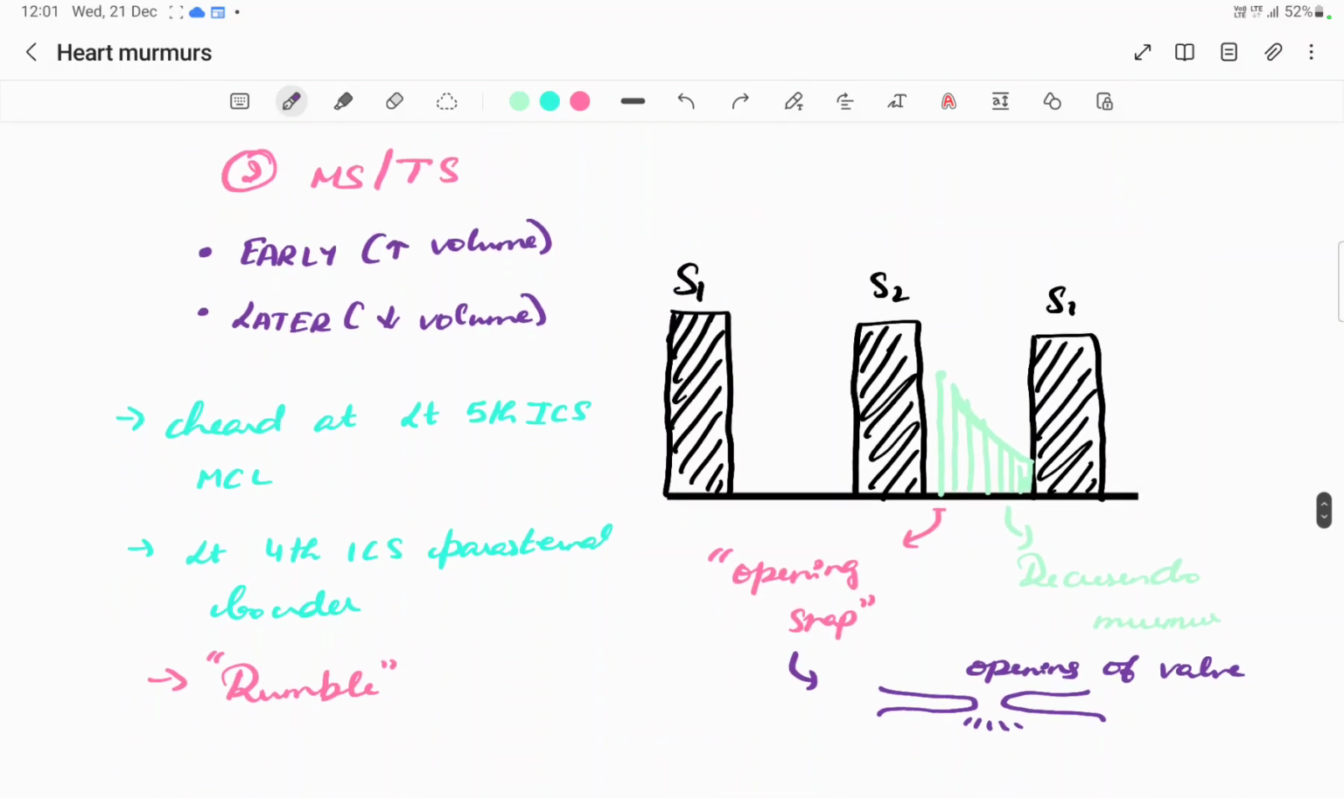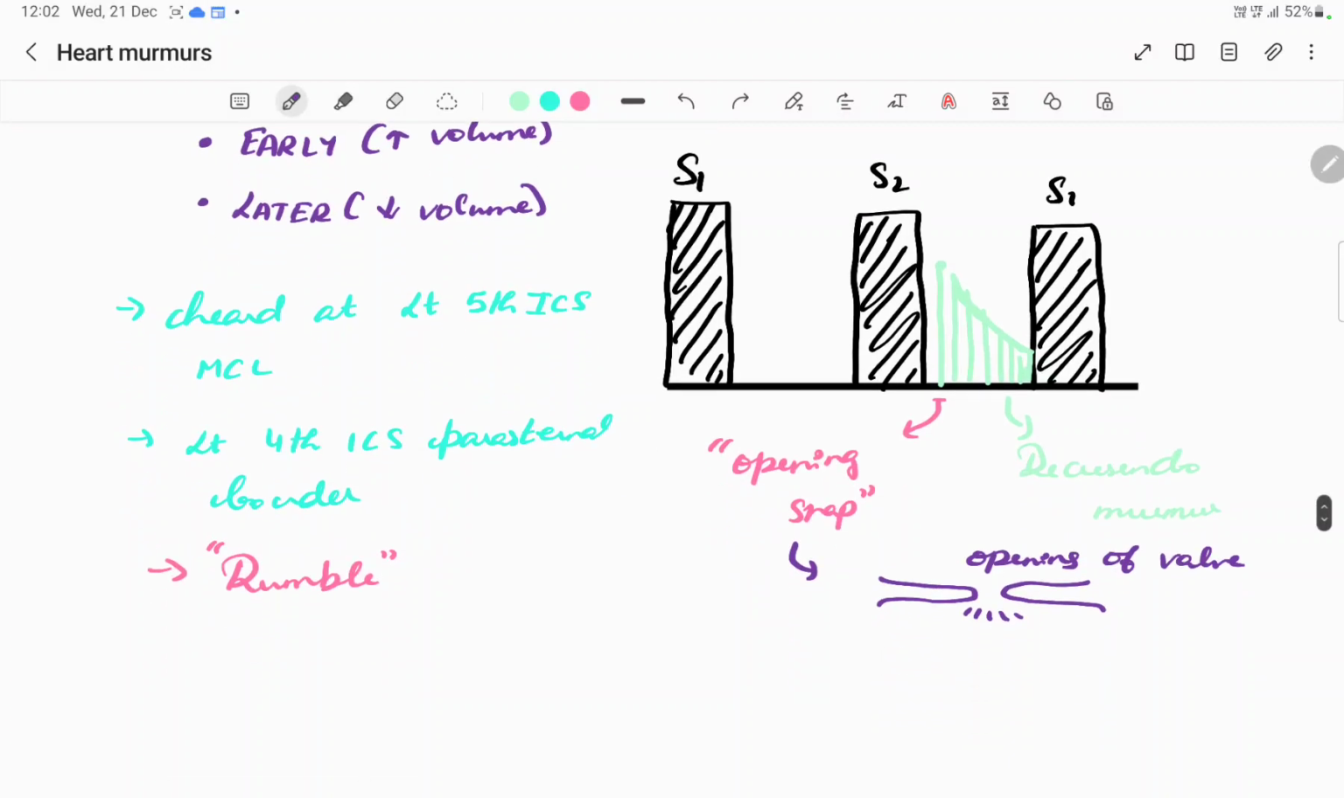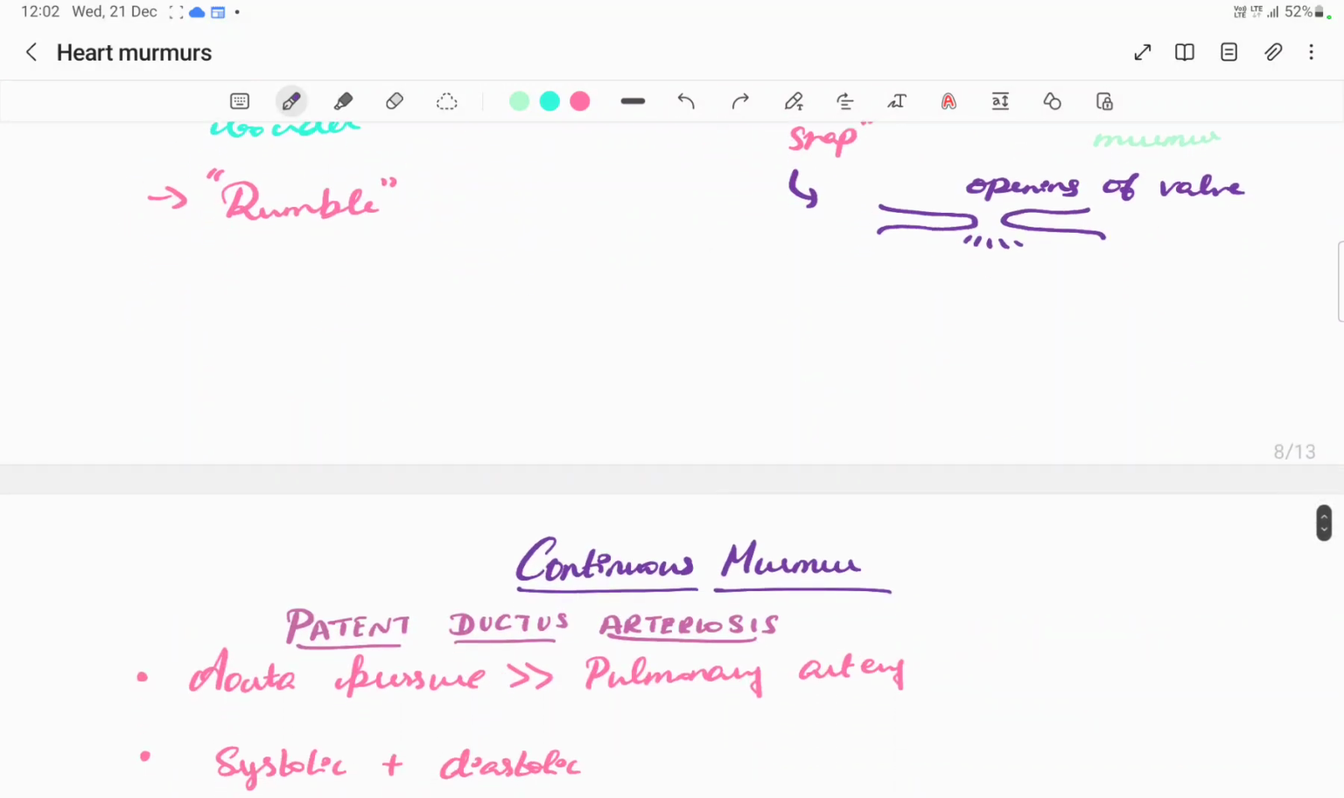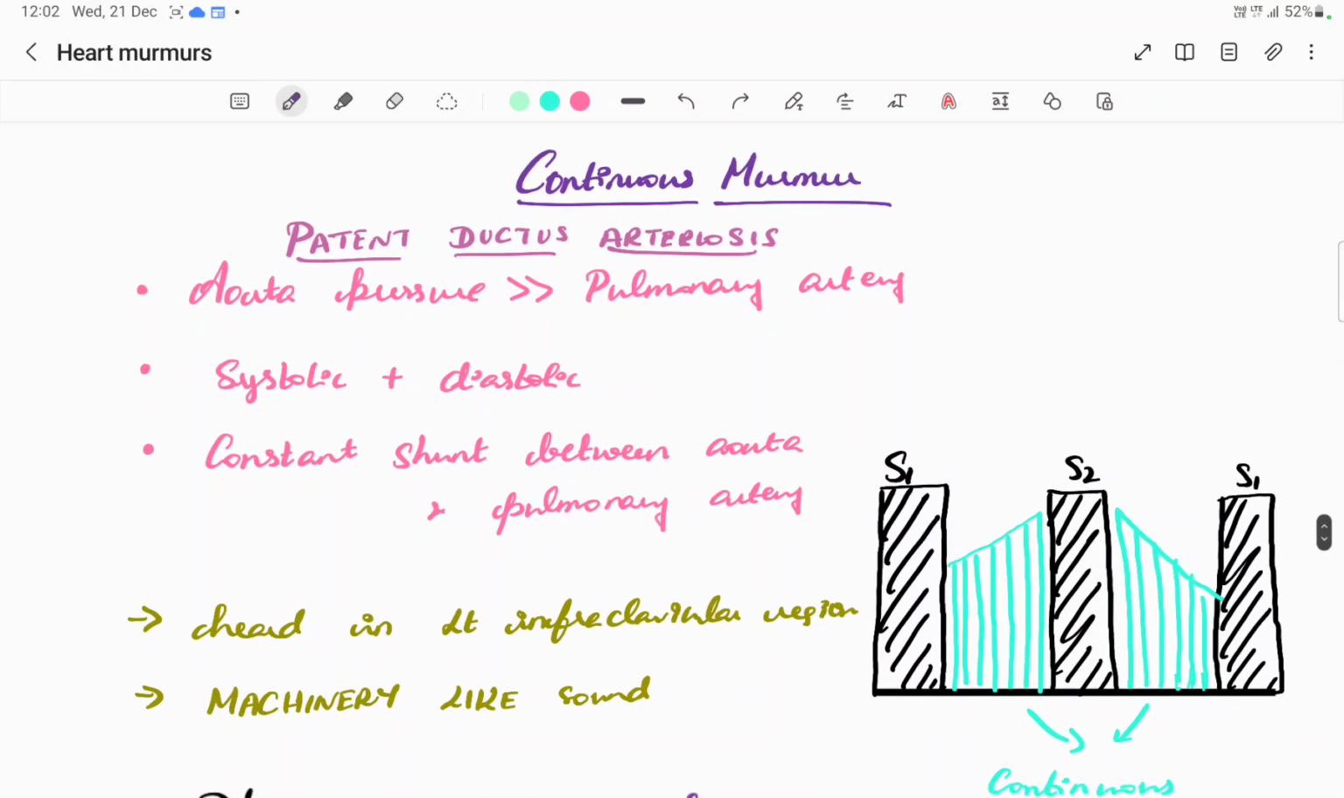Okay, coming to stenosis, again similar, but there's a little bit of difference, which is the opening snap that occurs in stenosis. So again, this is about opening the valve. Where we had an ejection click there, we have an opening snap here. Mitral stenosis is heard at the left fifth intercostal space, half an inch medial to the midclavicular line. And tricuspid is heard in the left fourth intercostal space, parasternal region. So this will be rough and rumbling, rough rumbling. This is a stenotic condition. Okay, that was about diastolic.